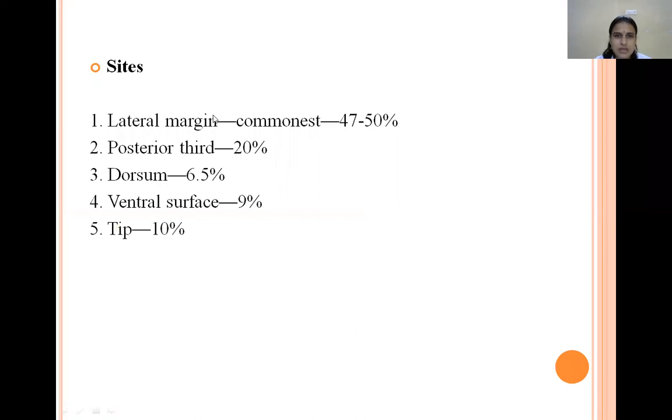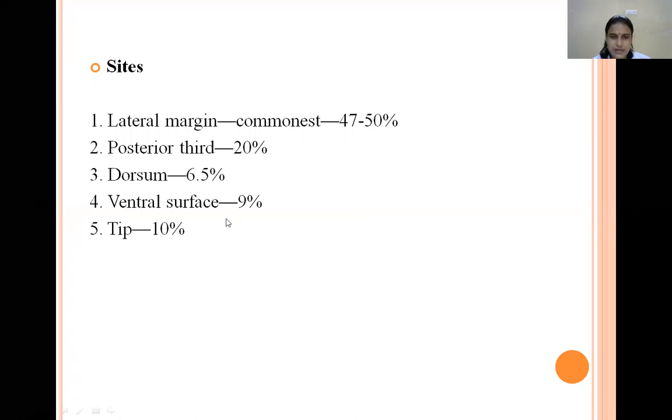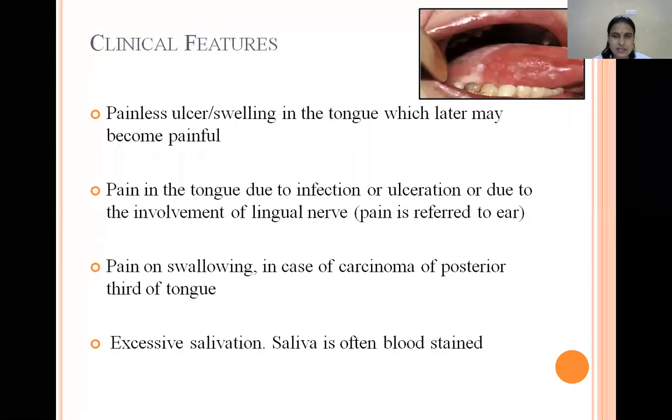Sites: carcinoma of the tongue most commonly occurs on the lateral margins. Next in frequency is the posterior one-third. It may also occur on the ventral surface, 9%, and on the tip, 10%.